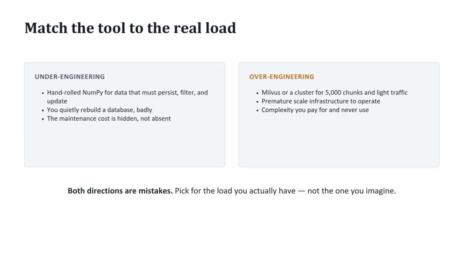So, quick warning, because you can mess this up in both directions. If you are under-building, hand-rolling NumPy for data that has to persist and update, you just rebuild a database badly. But over-building is just as real as well. If you stand up Milvus for like 5,000 chunks and barely any traffic, that's a bunch of scale you're never going to use. So you need to build for the load you actually have, not the one you're daydreaming about.